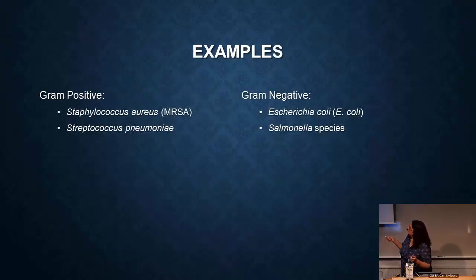Here are some examples of Gram-positive and Gram-negative bacteria that you may have heard of. Among Gram-positive bacteria, MRSA has been very popular in the news, Staphylococcus aureus. Gram-negatives are E. coli or Salmonella, for example. Of course, there are many.